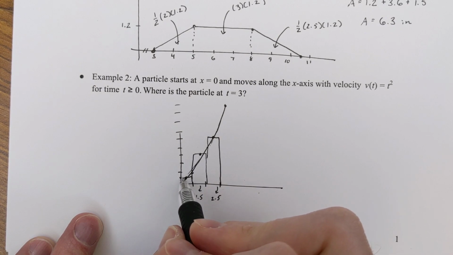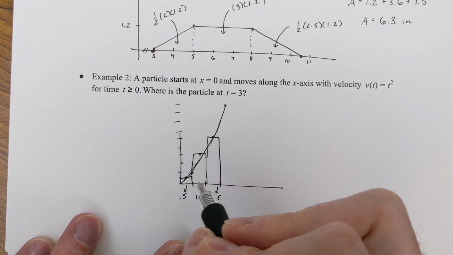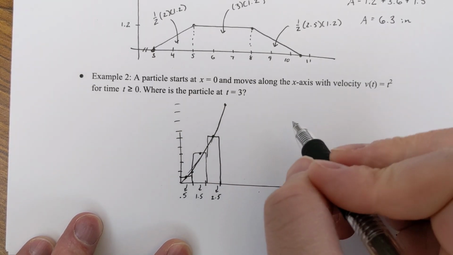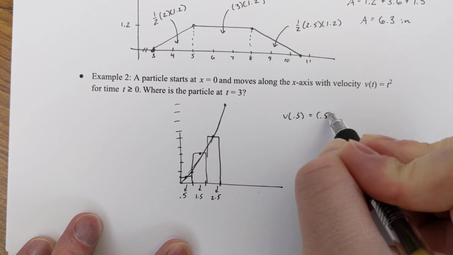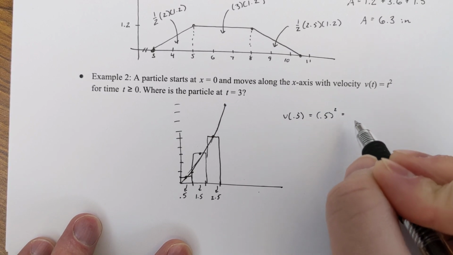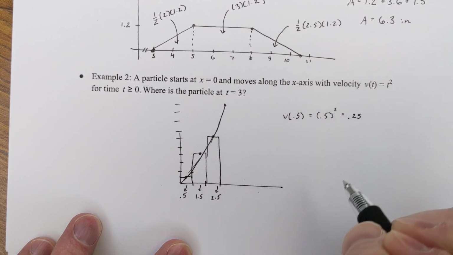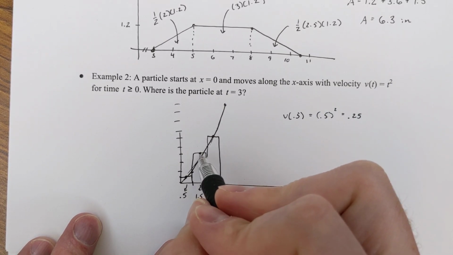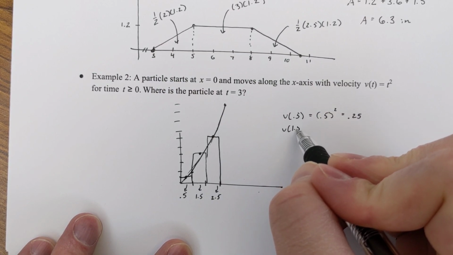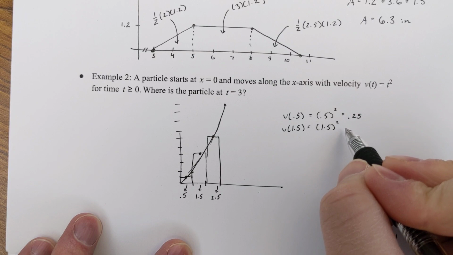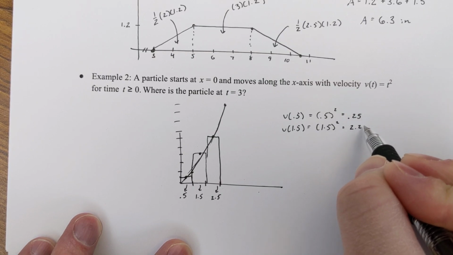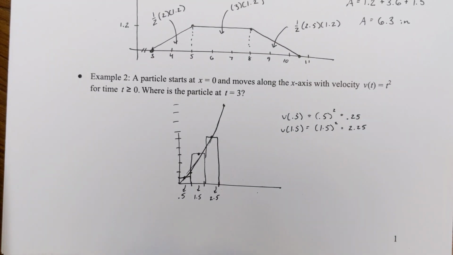So for this block, we need to find the value that lies on the curve. So we need v of 0.5, which is just 0.5 squared, or 0.25. For this block, the height is the velocity at 1.5 seconds, so 1.5 squared, which is 2.25, I believe. Grab my calculator and make sure I'm doing these right. 0.5 squared is a quarter.